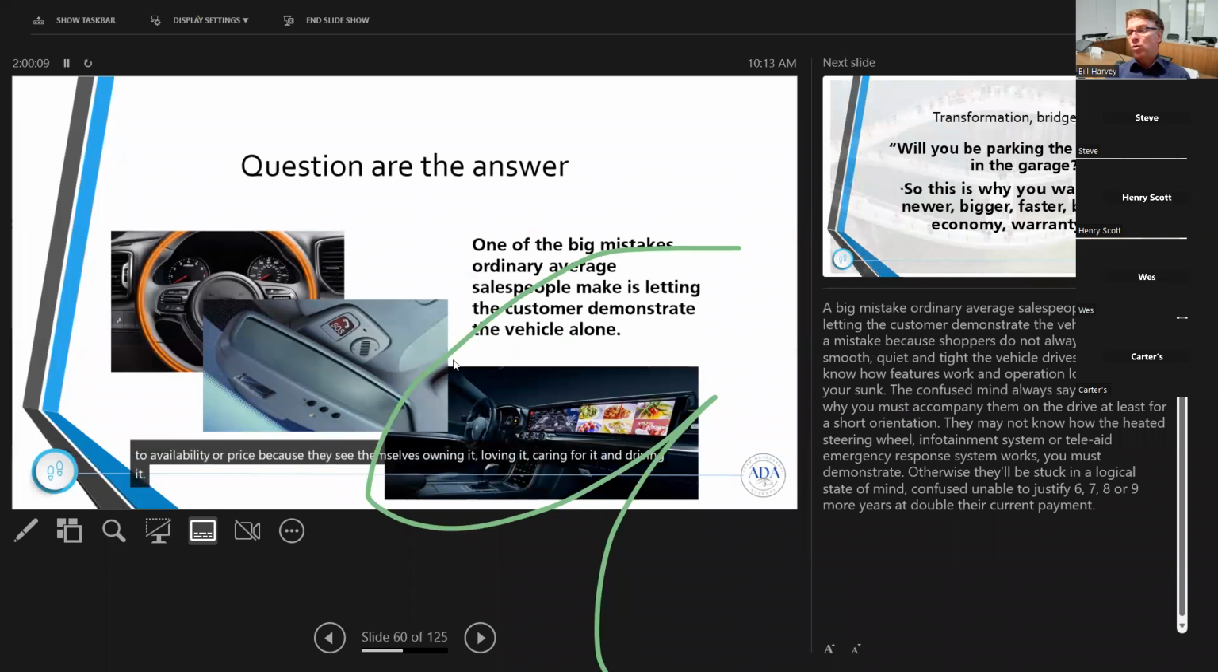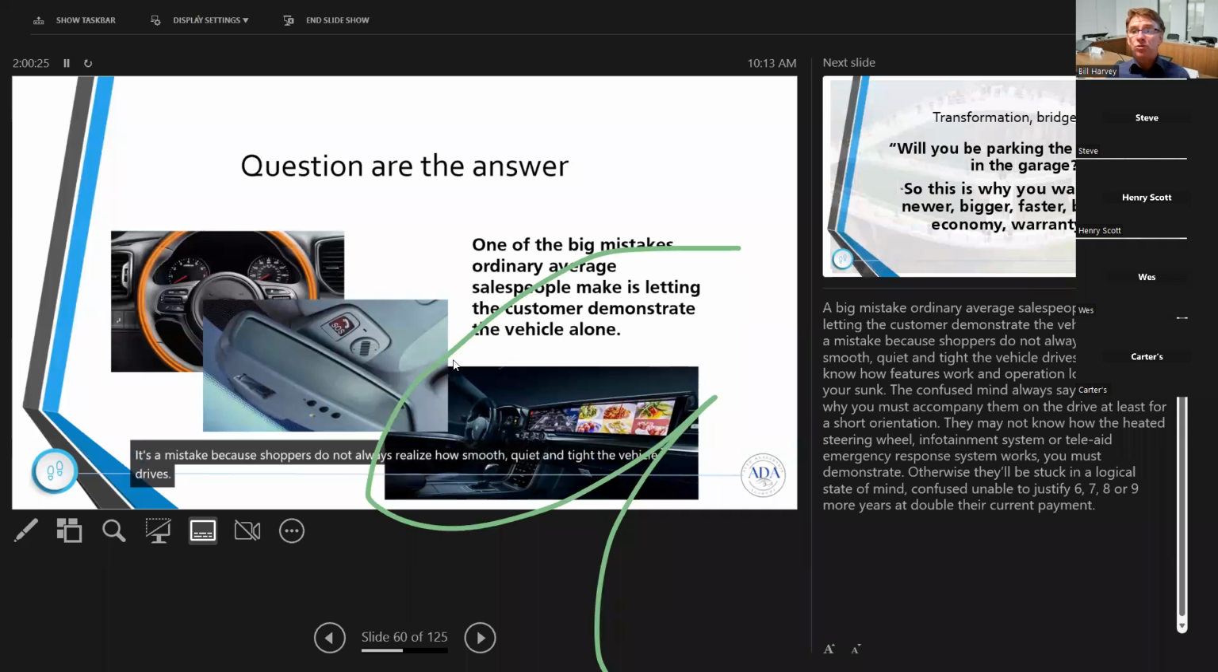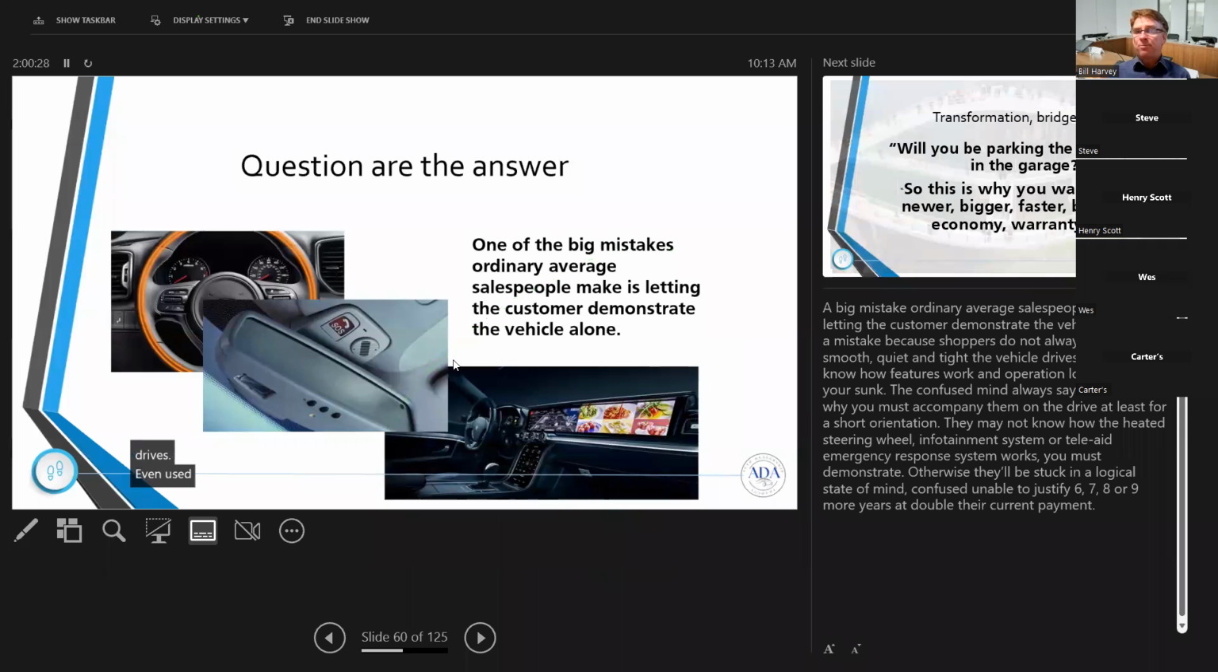Now, a big mistake ordinary average salespeople make is letting the customer demonstrate the vehicle on their own. This is step 4 in the 8 Steps to Success. It's a mistake because shoppers do not always realize how smooth, quiet, and tight the vehicle drives. Even used and pre-owned. Just let a pre-owned vehicle sit for 10 days on the lot and it just tightens up. Squeaks and rattles go away. It's fantastic, but you need to point that out to them.